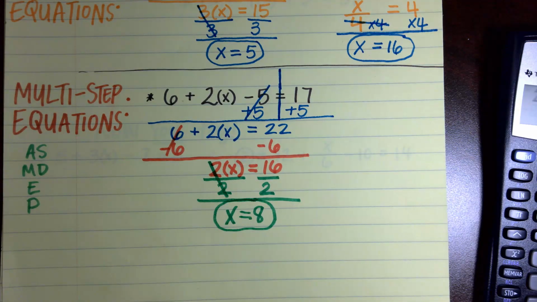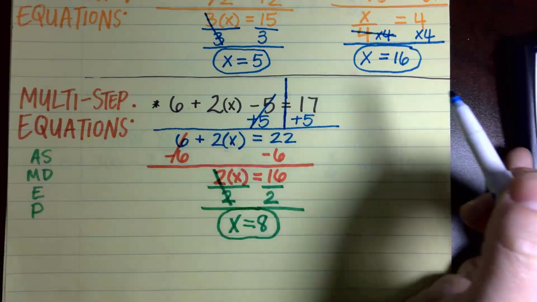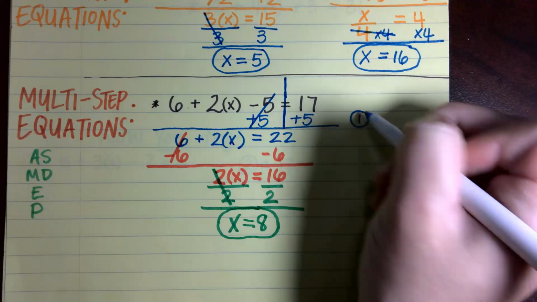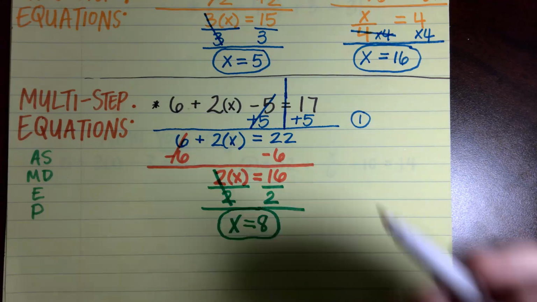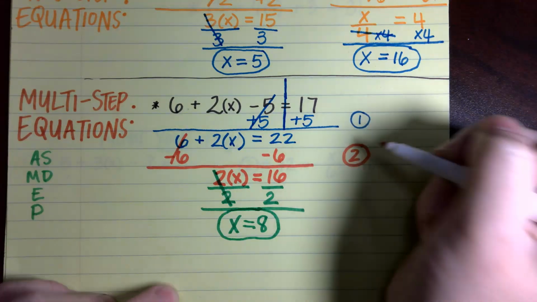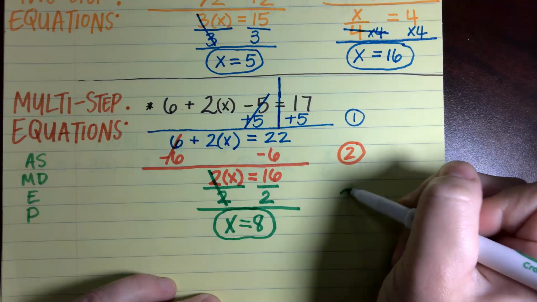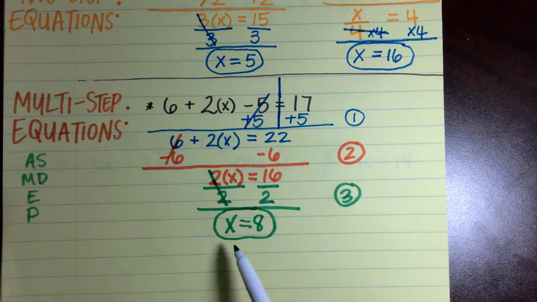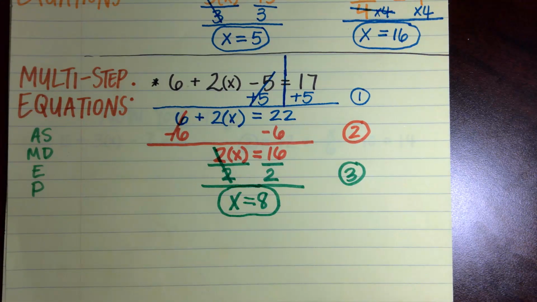Okay, so I tried to color code so that we could see what was going on here, but as you can see, this is a little bit longer than a 2-step equation. Our first step was to add 5. Our second step was to subtract 6. And then we did a third step here, dividing by 2. We know that we are not done doing steps until we have x by itself. That is always your goal, get x by itself.